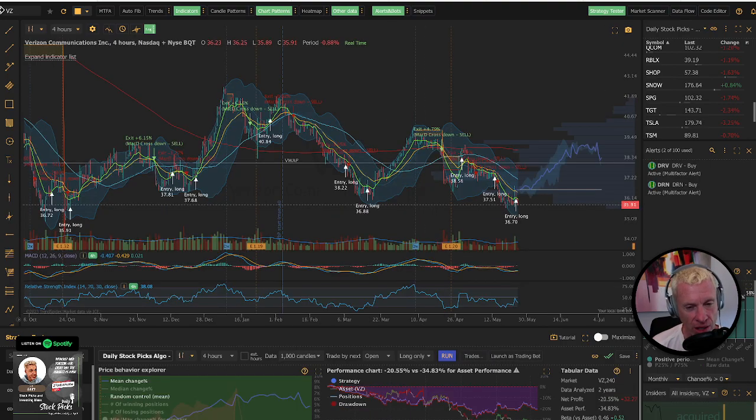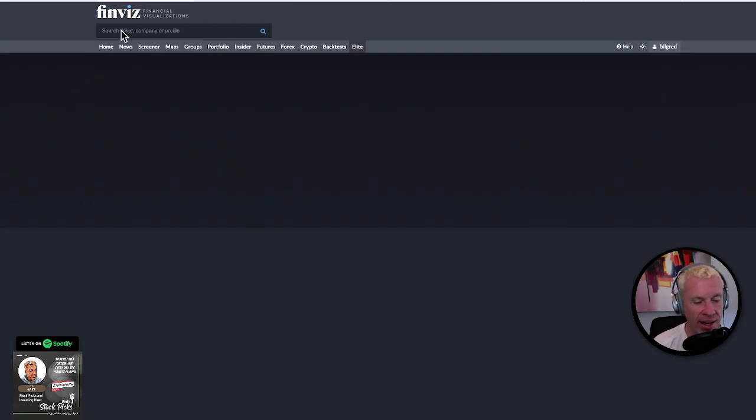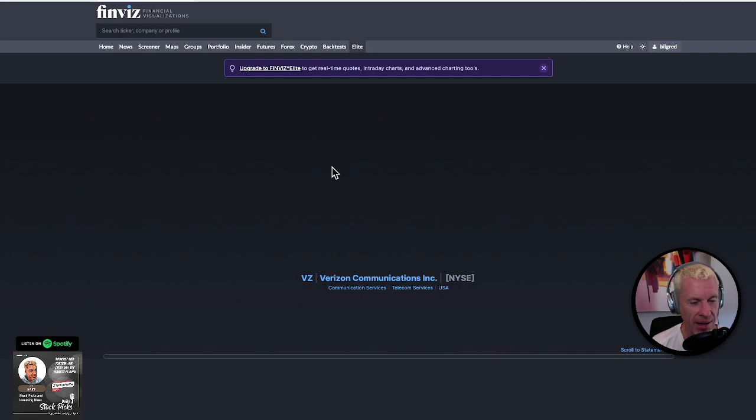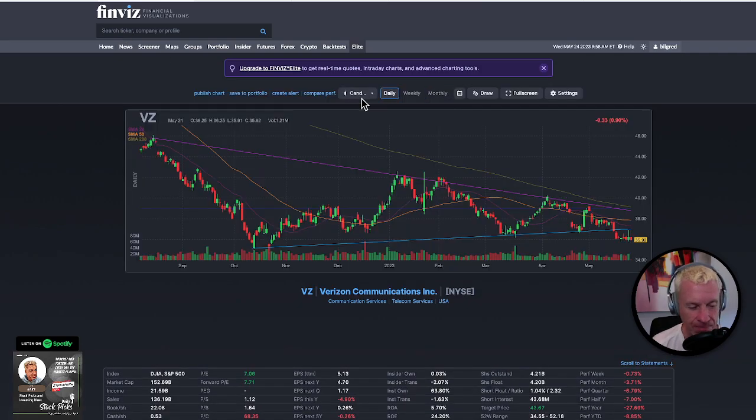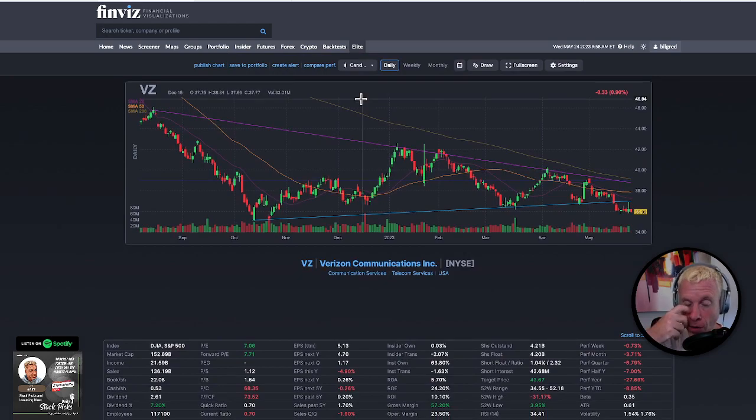So there were two communication stocks that had a cross up. First one is Verizon, and I like Verizon. 36.70 is the cross up. This one has not done well. It has been an absolute dog. The PE is not super high, it's 7. But this is a capital-intensive business, and cell phones and even home internet are a race to the bottom.